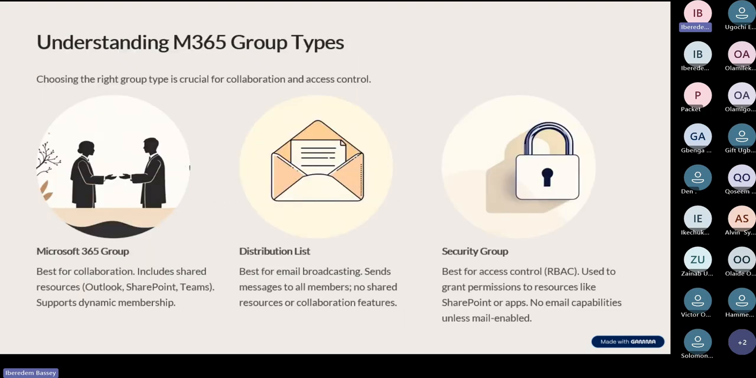Now we are going to be talking about the different group types in M365. Choosing the right group type is crucial for collaboration and access control. The group types listed in the M365 admin portal are the M365 group, the distribution list, and the security group. The M365 group is best for collaboration. It includes shared resources, Outlook, SharePoint, Teams, and it supports dynamic membership. The distribution list is best for email broadcasting. It sends messages to all members. No shared resources or collaboration features.